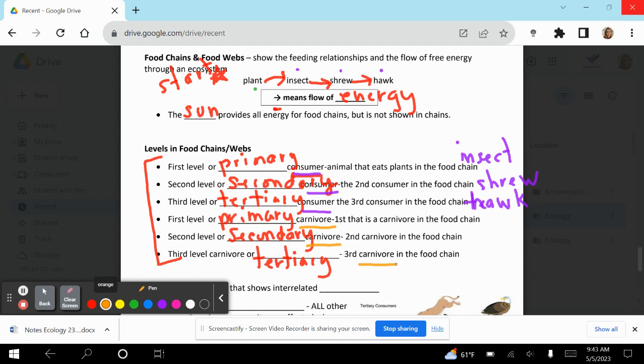So again, the plant is going to be a producer, so it's not a carnivore. The insect is going to be considered an herbivore. And then our primary carnivore would be the shrew, and then our secondary carnivore would be the hawk. So primary carnivore is the shrew in this case, and the secondary is the hawk. And there isn't a tertiary carnivore in this food chain.